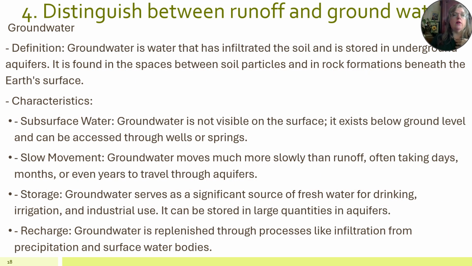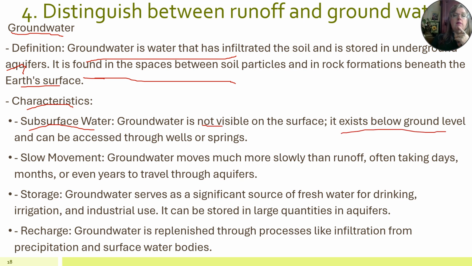Now, groundwater, this is the other one. We're supposed to be distinguishing between runoff and groundwater. Groundwater is the water that has infiltrated into the soil and is stored underground in aquifers. It's found in the spaces between soil particles and in rock formations beneath the Earth's surface. You have the characteristics: this is our subsurface water, below the surface water. It's not visible on the surface. I'm not talking lakes and ponds. It exists below ground level and can be accessed through wells or springs.